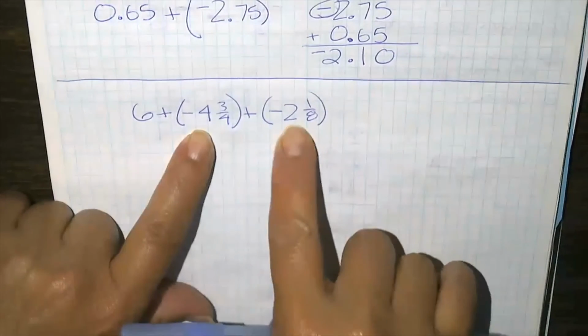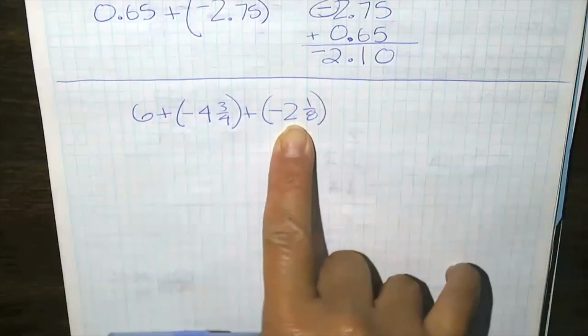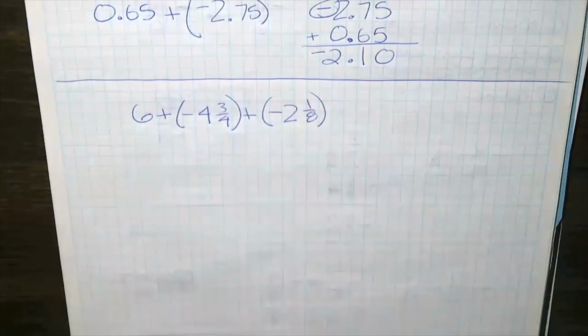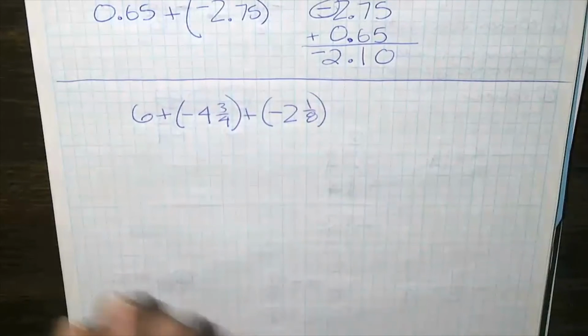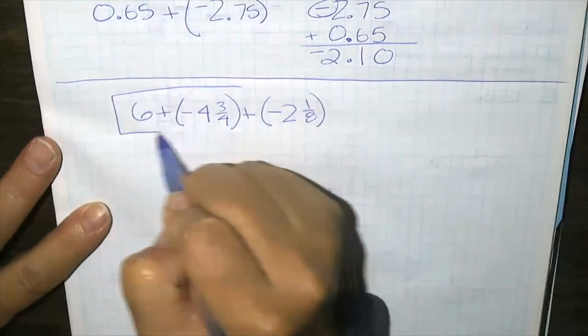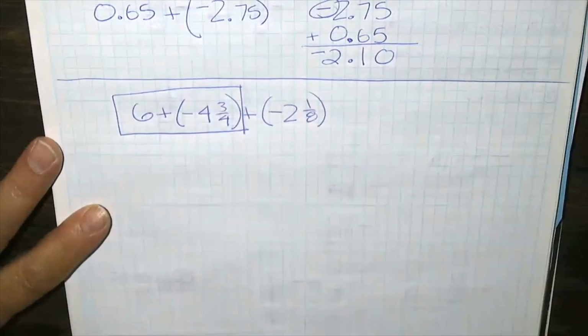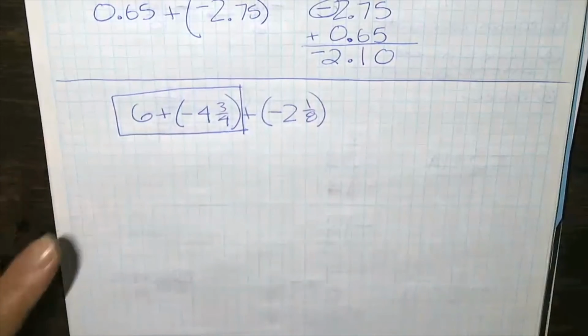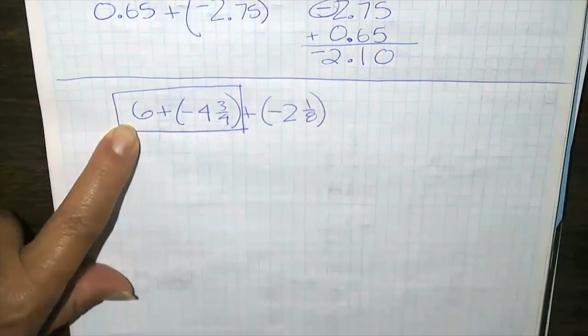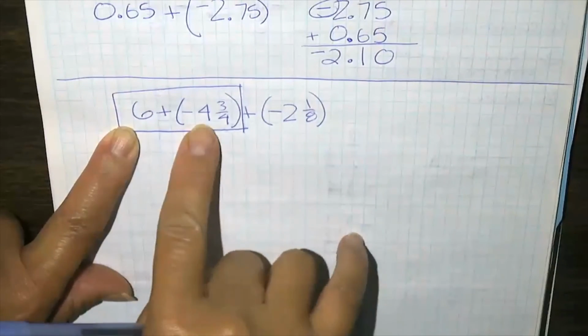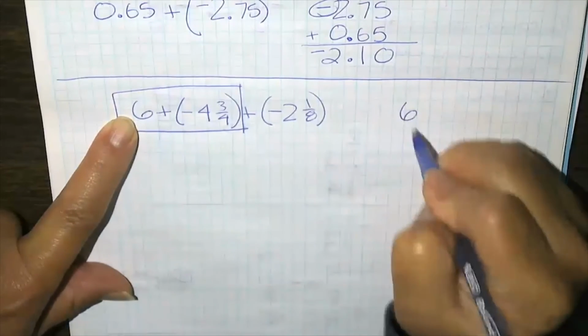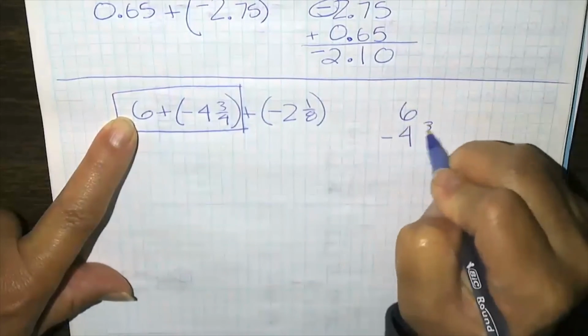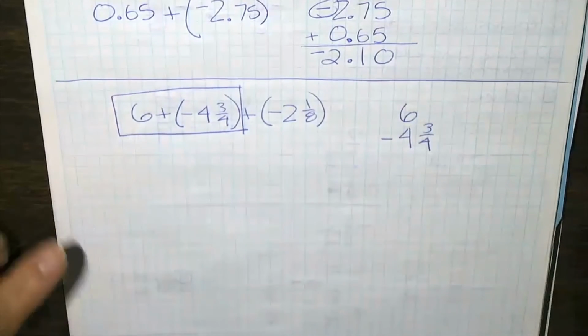So since we don't have anything to solve inside the parentheses, we're done with the P. We don't have any exponents. We don't have any multiplication division. We do have addition subtraction. We're going to work it from left to right. So this is my first problem. I'm going to set these up vertically, and 6 is larger than 4, so it's going to go on top. 6 minus 4 3/4.